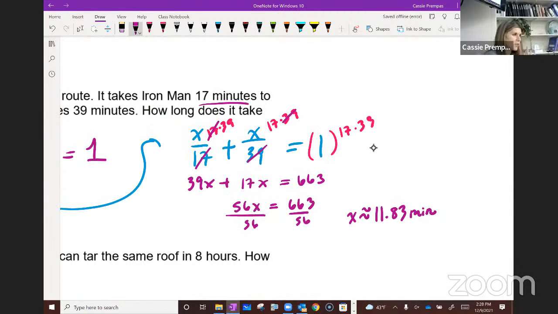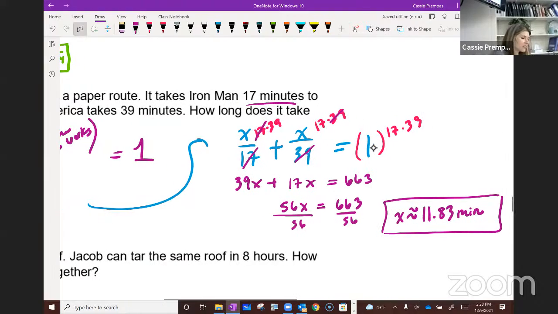Does it make sense if it takes Iron Man 17 minutes by himself, that if he gets help, it'll take him about 12 minutes? Yeah, because he's getting help from someone that's slower than him. I mean, Captain America can walk, you know, he can definitely walk. That would work. That would work.